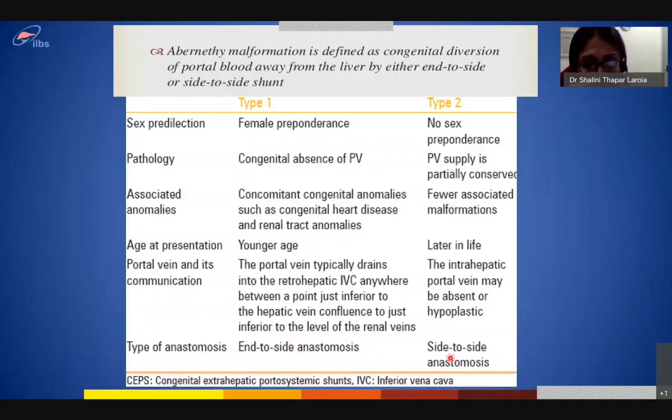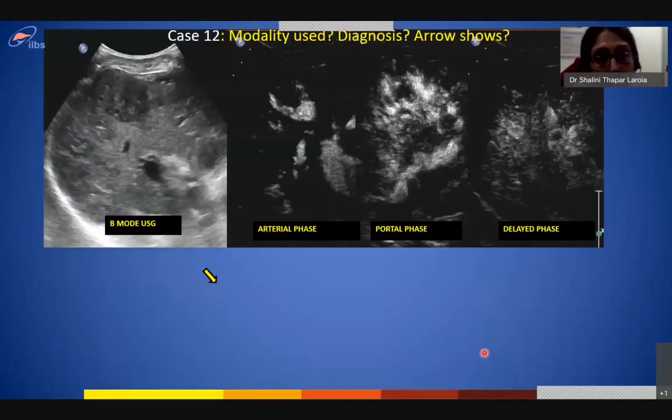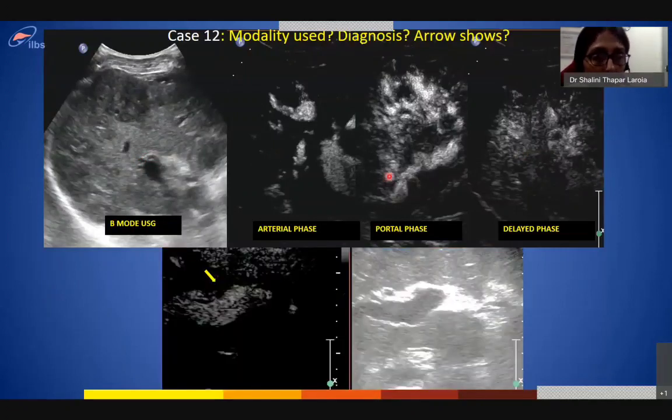So this is an end to side and a side to side. It's a very important malformation that we all must know. Now, this is a different sort of a slide. We have a B mode ultrasound. What are these? And what is the abnormality that is being shown to you here?